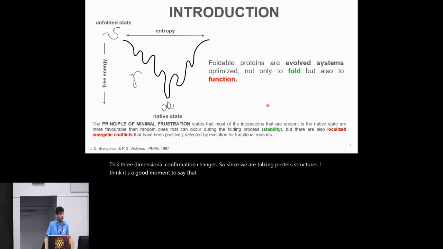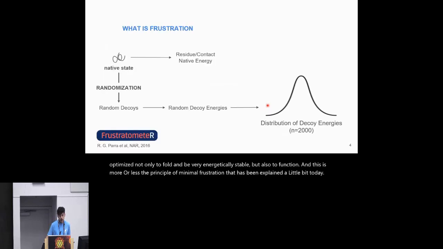So since we're talking protein structures, I think it's a good moment to say that proteins, as have been said today, have evolved to be optimized, not only to fold and be very energetically stable, but also to function. And this is more or less the principle of minimal frustration that has been explained a little bit today. But I want to explain to you how we can actually measure this frustration.